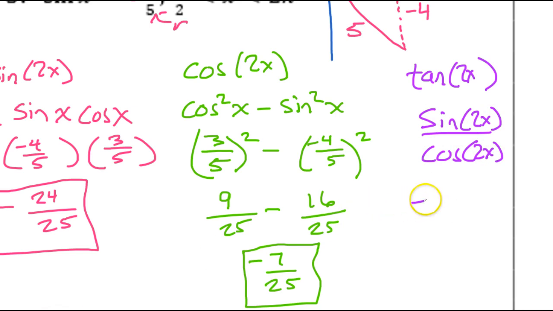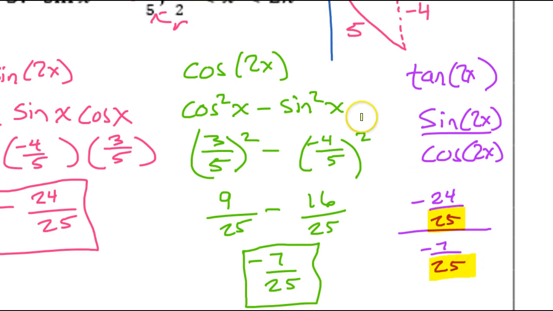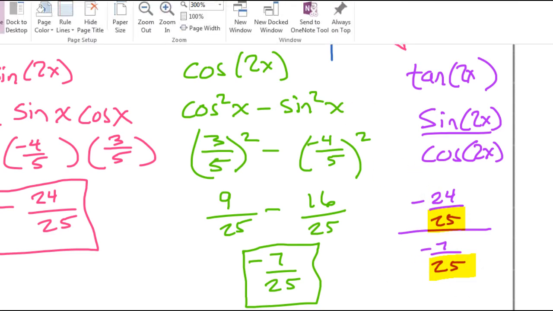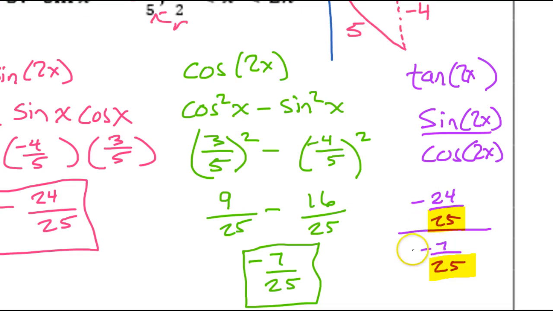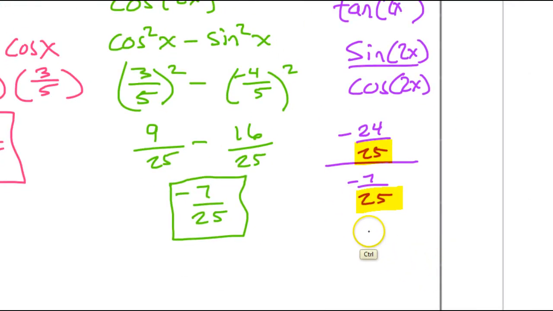So that's going to be negative 24 over 25. All right, that's the sine of 2x. And then negative 7 over 25. That's the cosine. Notice how the denominators are the same, 25 and 25. Those are going to cancel each other out. We also have a negative divided by a negative, which is a positive. So the final answer is just going to be 24 over 7. And that is the tangent of 2x.